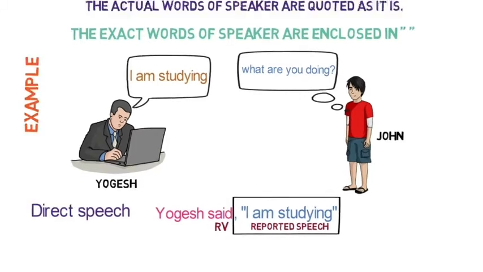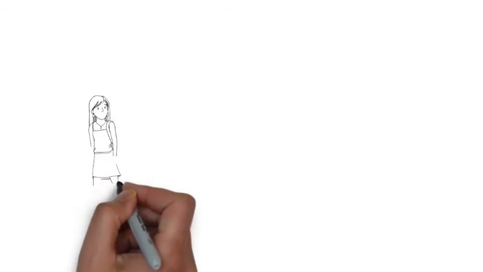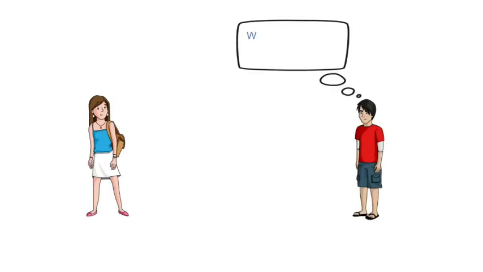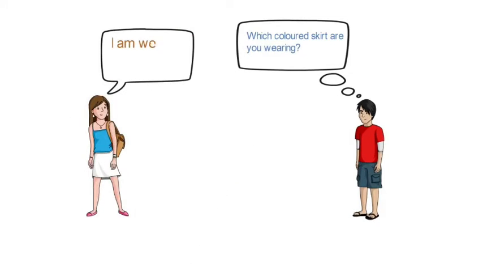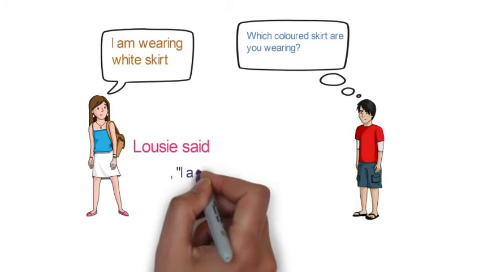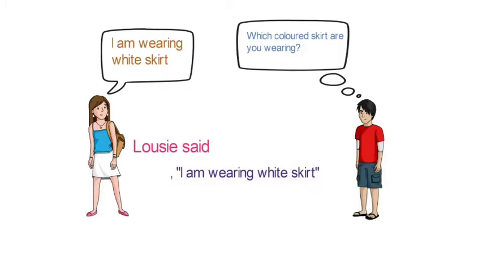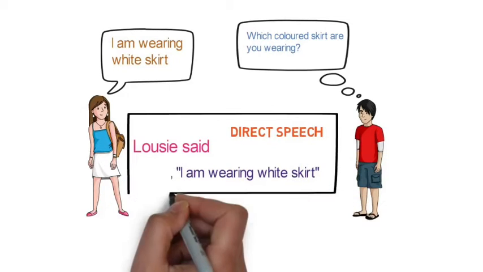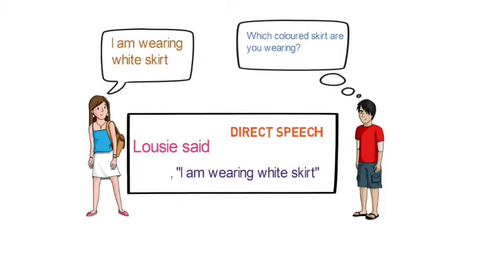Let's look into one more example. Lucy was wearing a skirt. Rajesh asked Lucy, "Which colored skirt are you wearing?" Lucy said, "I am wearing a white skirt." Now, if Rajesh wants to report what Lucy said, he can say, "Lucy said, 'I am wearing a white skirt.'" This is direct speech as the words are as they are, without any modification. I hope you are clear with direct speech.